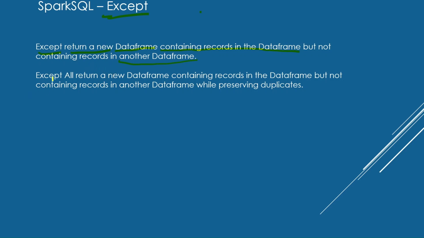Another version of except is known as except all. What except all does is return a new data frame which contains all the records present in the data frame on which we have called the except all function, but it will not contain the records which are present in another data frame. But if the data frame on which we have called except has duplicates, except all will preserve those duplicate values in the newly created data frame.